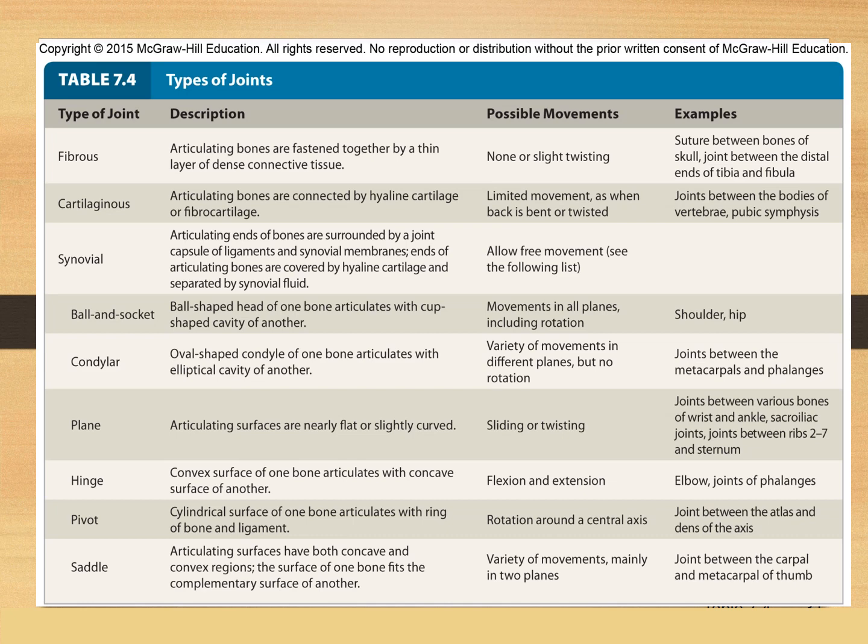Hinge joints, flexion or extension, such as an elbow and joints of phalanges. Pivot joints allow for a rotation around the central axis. And the saddle joints allow for movement mainly in two planes. This is only found between the carpal and metacarpal of the thumb.